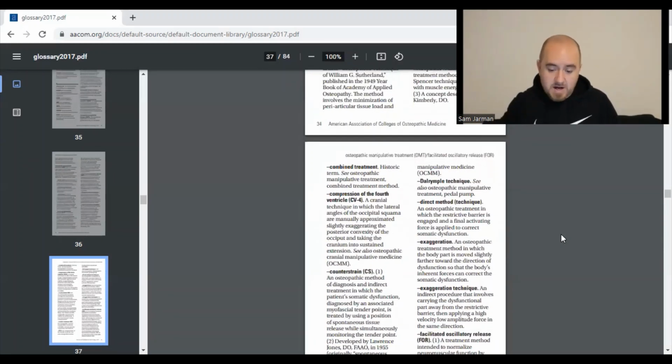So direct method. The definition of direct method: an osteopathic treatment in which the restrictive barrier is engaged and a final activating force is applied to correct somatic dysfunction. So the general overarching thing for direct treatment is you engage the restrictive barrier. Where there is restriction identified with motion testing, that's the way the practitioner takes or directs the patient to go. Then something will be added.